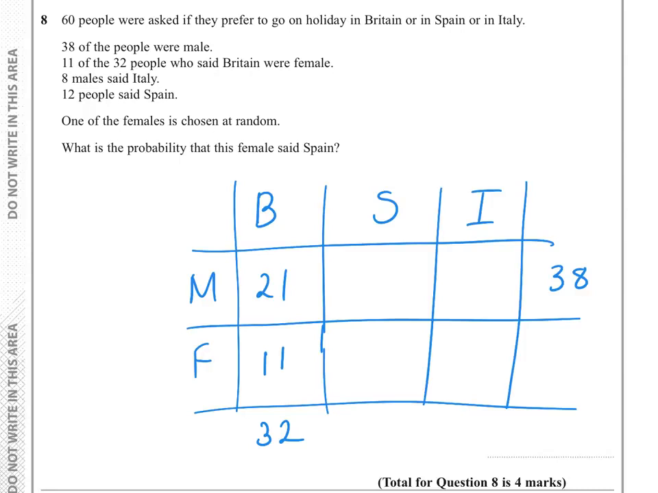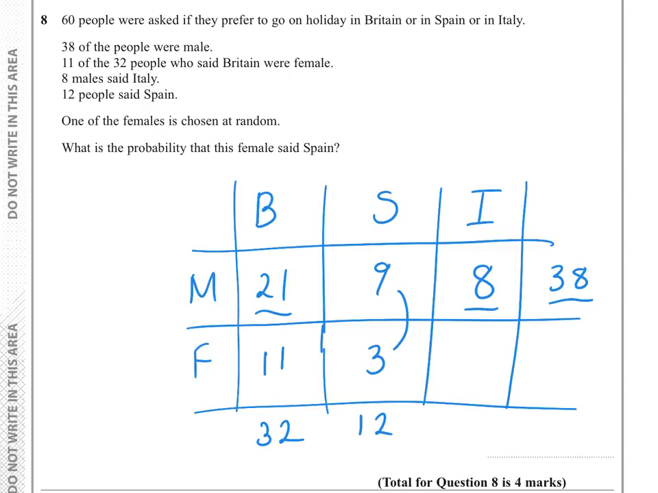Then 8 males said Italy. Well, now we've got 21 and 8, that's 29, which leaves 9 here. Then it says 12 people said Spain. So that means this one must be 3 because only 9 and 3 make 12.